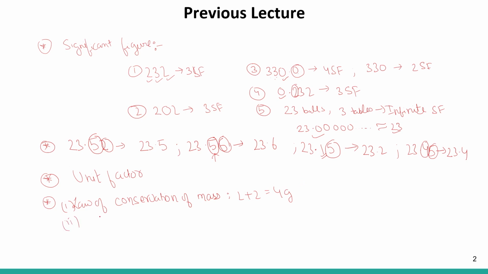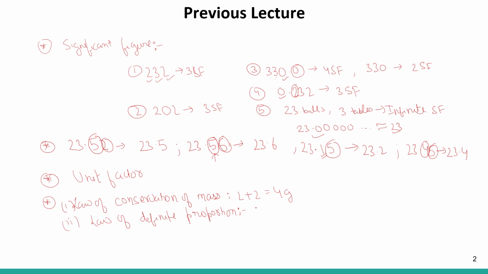Next was the law of definite proportion. So what does it say? It says that whenever a compound is formed, the masses in which it combined are always fixed. The ratio of the masses in which it combined is always fixed.